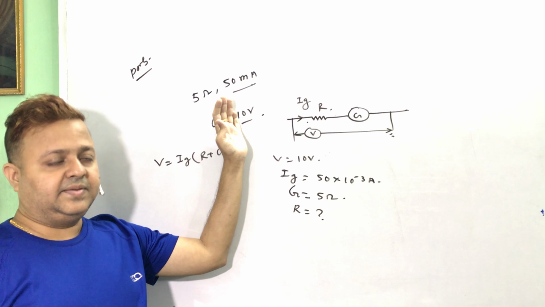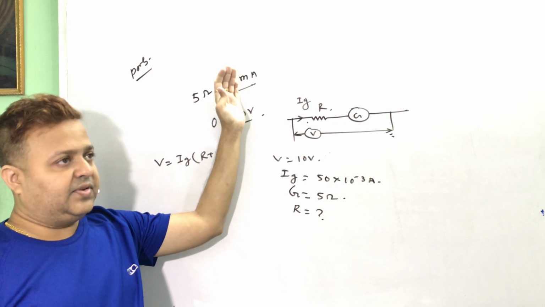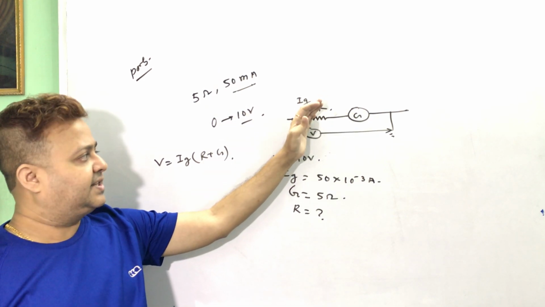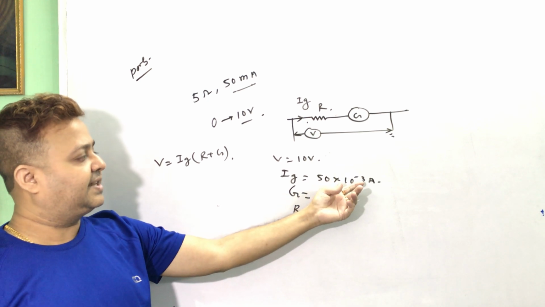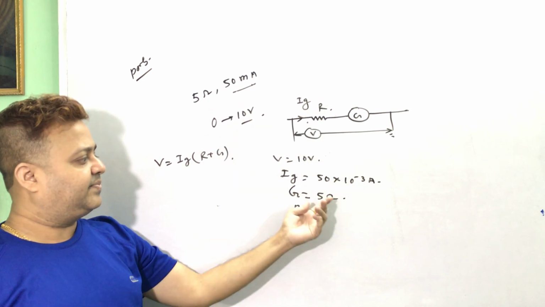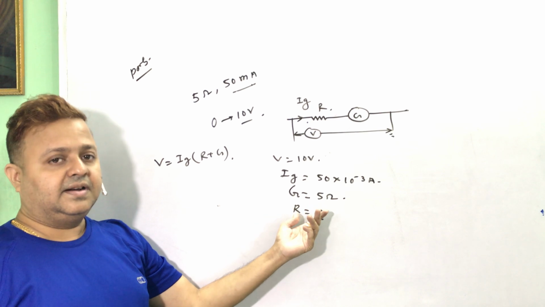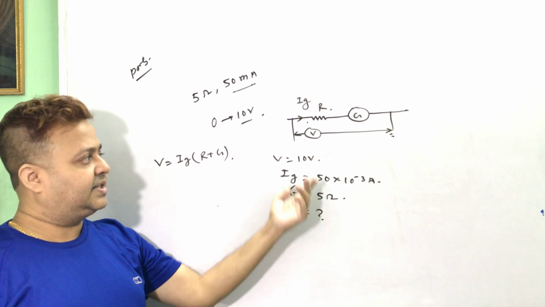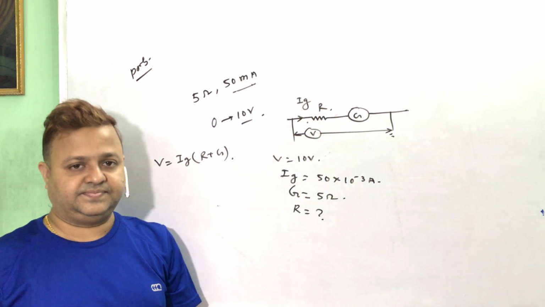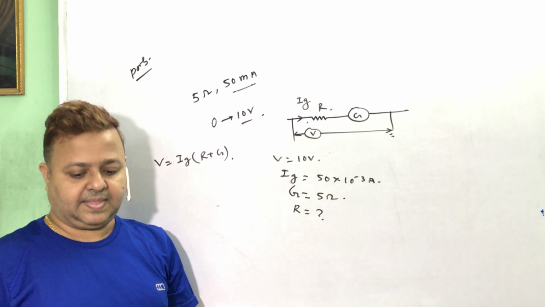The total voltmeter rating is given, that is 10 volt. The current flowing through the galvanometer, that is the current flowing through the resistance, is 50 into 10 to the power minus 3 ampere. Galvanometer resistance is given as 5 ohm. Then you can find the high value of resistance which is connected in series with the galvanometer. Okay.